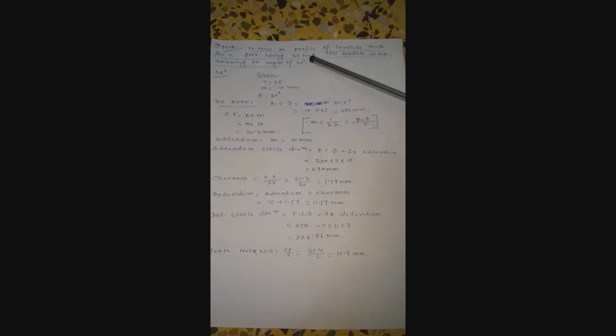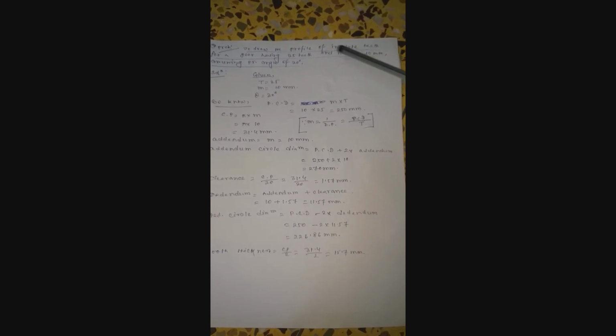Today I am discussing how to draw a spur gear profile. Let's take an example. The problem is to draw the profile of involute teeth for a gear having 25 teeth and module 10 millimeter, assuming pressure angle of 20 degree.